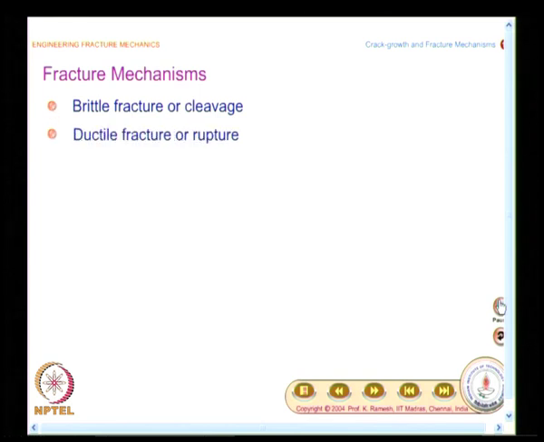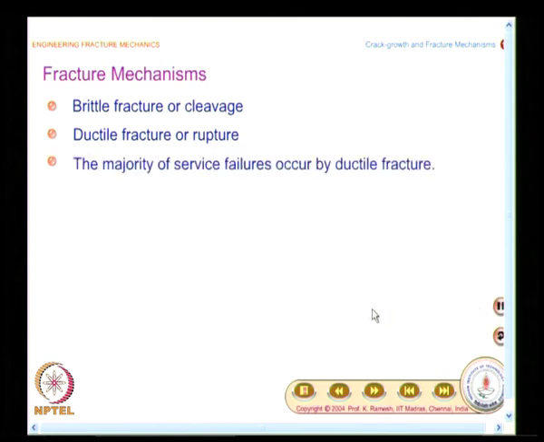Now, we move on to fracture mechanisms. We have already noticed that there are two important fracture mechanisms. One is brittle fracture, another is ductile fracture. Brittle fracture is known as cleavage, ductile fracture is also known as rupture. And we will see how the fracture mechanisms are different from crack growth mechanisms. You will have to make a distinction how these happen in contrast to crack growth.